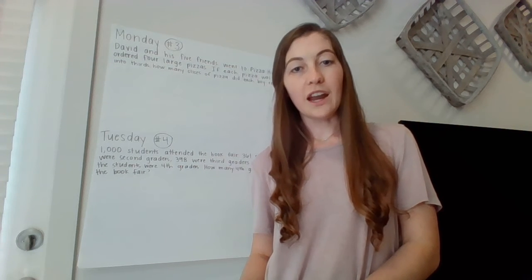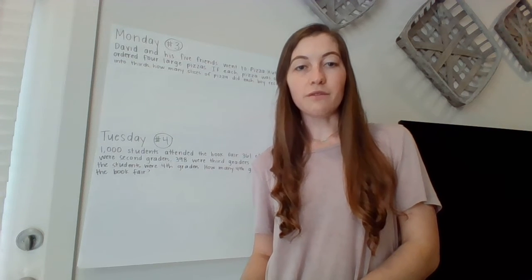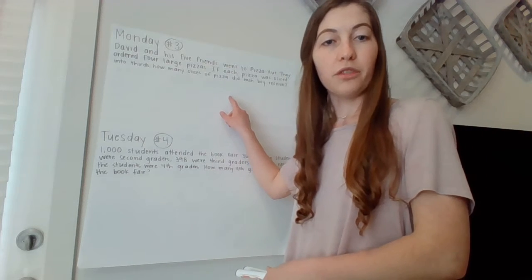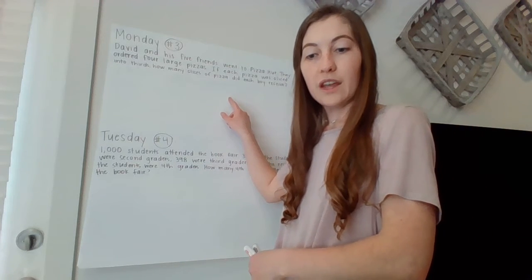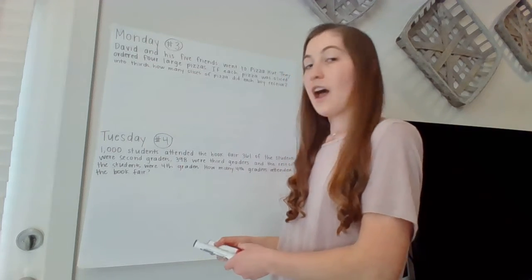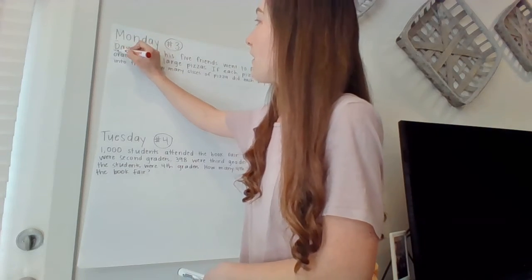So pause right here. Get out your math homework, and we're going to go over one question from each day. We're going to start with Monday. You're going to be looking at problem number 3. So problem number 3 says, David and his 5 friends went to Pizza Hut. So I'm going to stop and put my brackets around this first sentence.